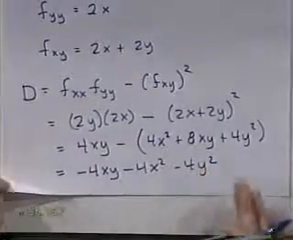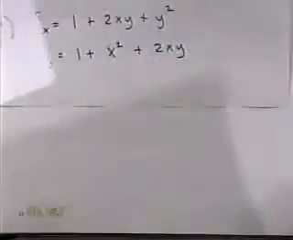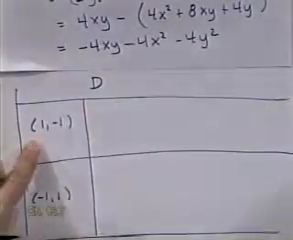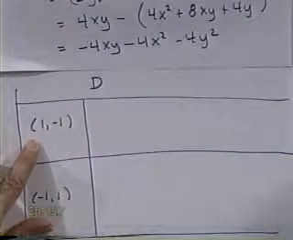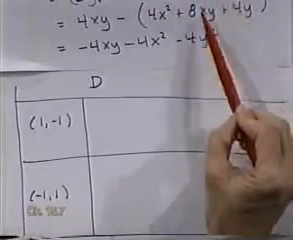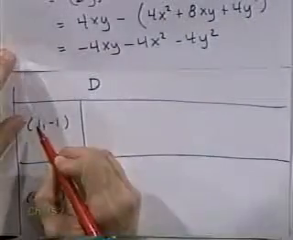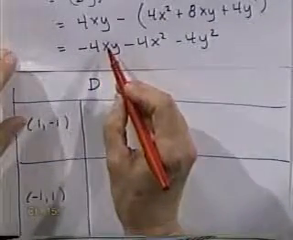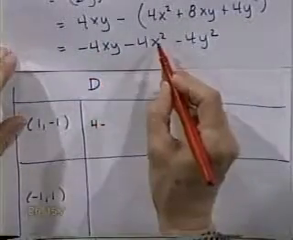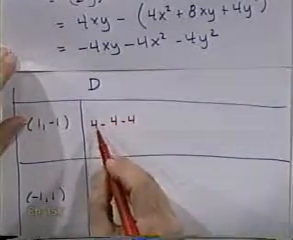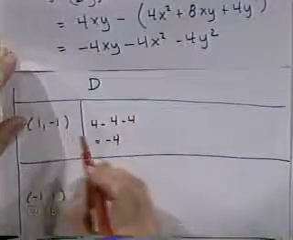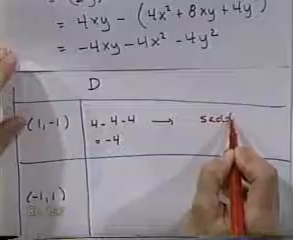Okay, so now we need to plug in 1, negative 1 into that. If I plug in 1, negative 1 into that, I just want to check my work here. Yeah, that looks good. Okay, we're plugging in 1, negative 1. We're going to have a negative 4, and 1 times a negative 1 is a negative 1, times a negative 4 is 4, minus, that's going to be 4, minus 4, and that gives me 4 minus 8, which is a negative 4. So since that is negative, I have a saddle.